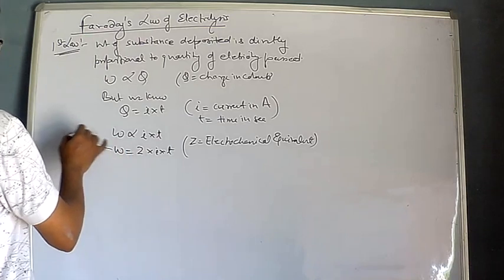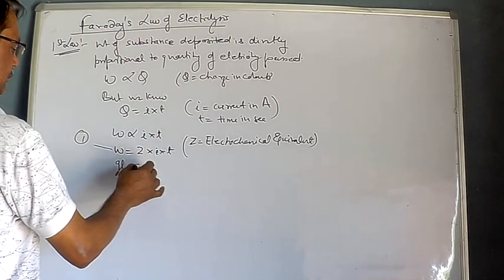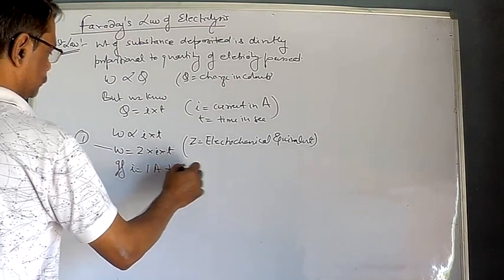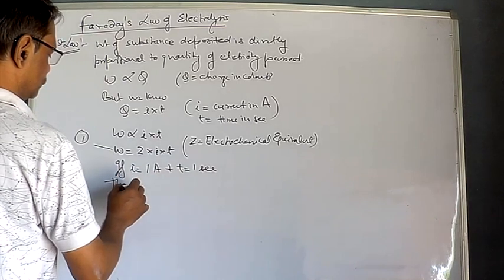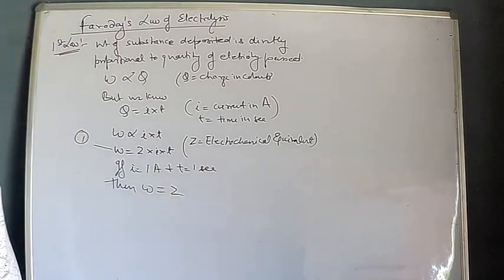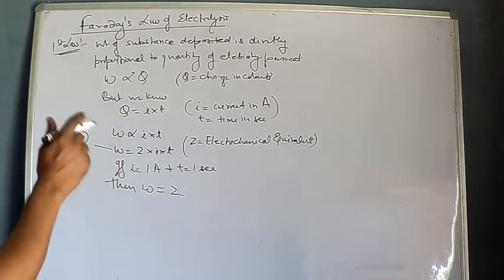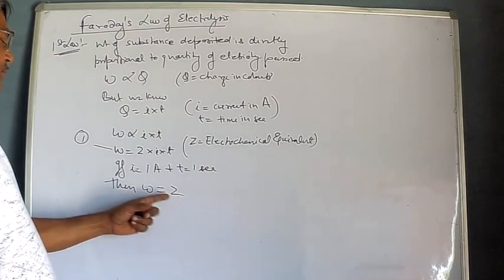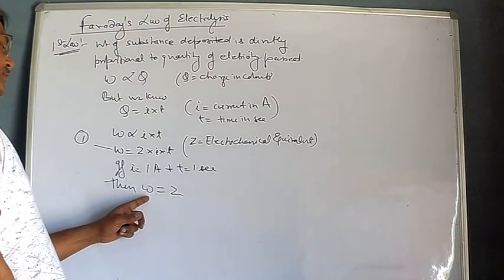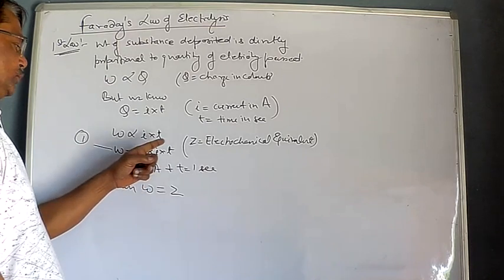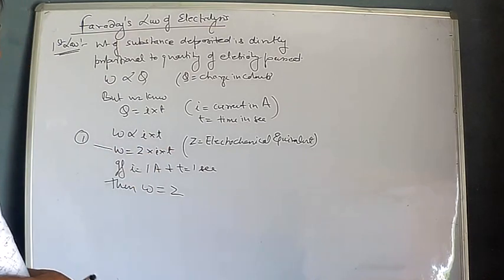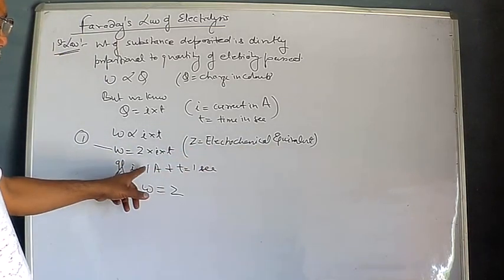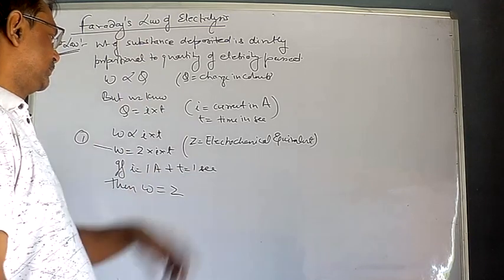Okay, let us call this equation number 1. If I equals 1 ampere and T equals 1 second, then W becomes equal to Z. So class, listen carefully and write in your register. How do you define electrochemical equivalent? Electrochemical equivalent is defined as the weight of substance deposited during electrolysis when 1 ampere current flows for 1 second. I repeat again, electrochemical equivalent is defined as the weight of substance deposited when 1 ampere current flows for 1 second.